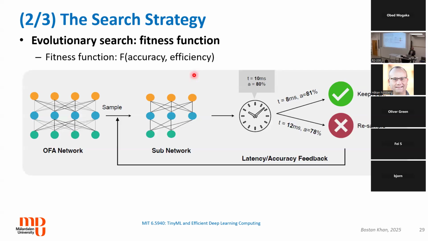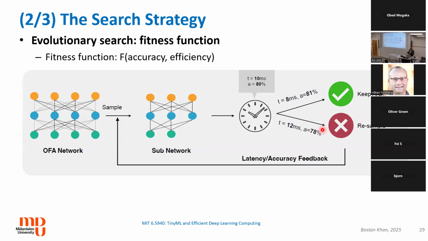In that case, we use the evolutionary search. What it does is that we sample a subnetwork, and we evaluate it on the data set. If it gives us good accuracy and it is within the constraints, we take it. Otherwise, we sample another subnet. But this is done in a genetic algorithm way, not in a random process way.